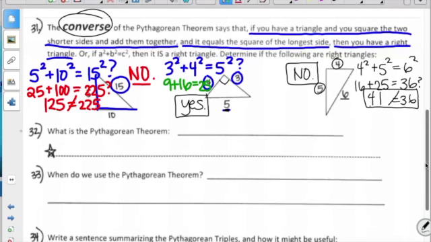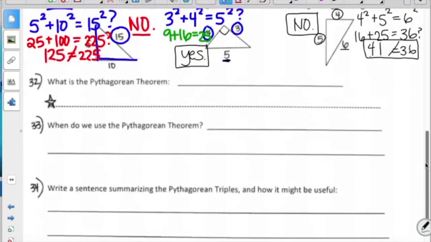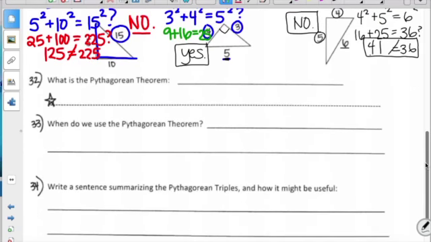So the bottom is some questions for you guys to answer. So the first one, 32, what is the Pythagorean theorem? Just write the equation. On the next line, you'll notice a star, dotted line.